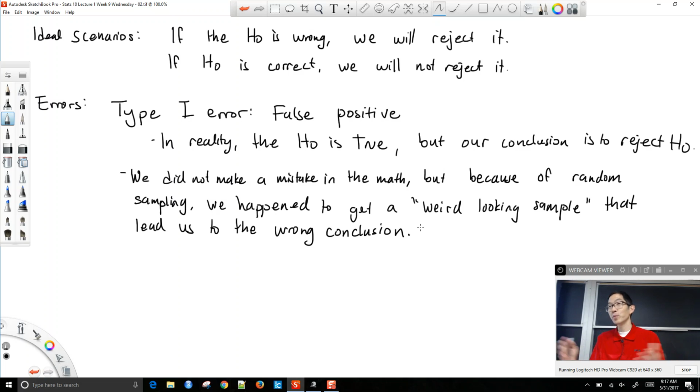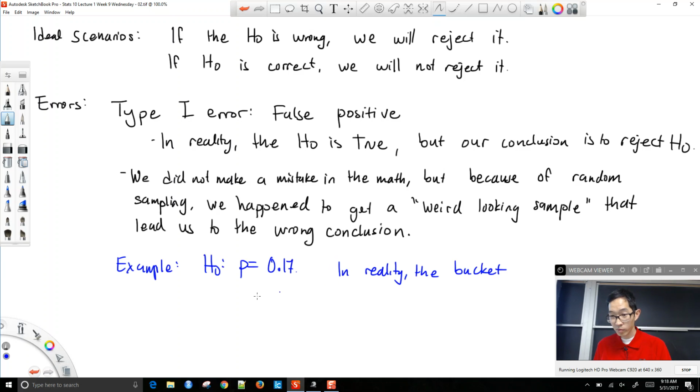And when you do the math, it turns out that 28% green has a p-value of like 2%, leading you to reject the null hypothesis. But in truth, the bucket really is 17% green, just we got a weird sample. Okay, so you know, example. Okay, and in reality, the bucket really is 17% green.